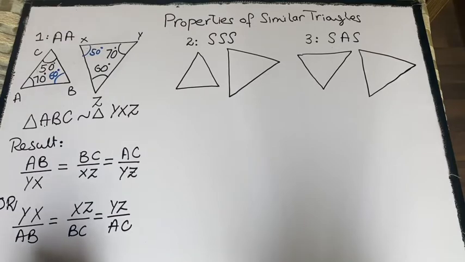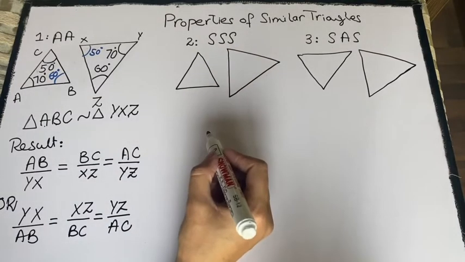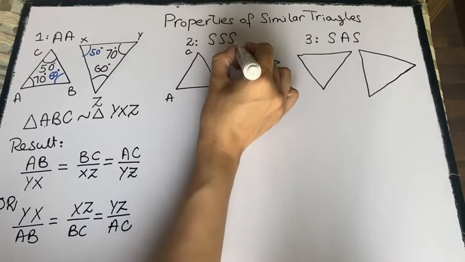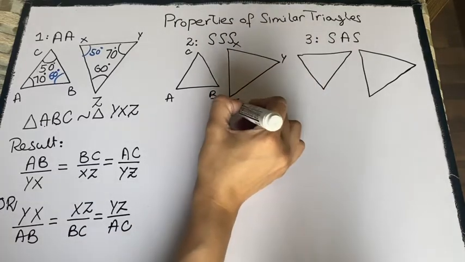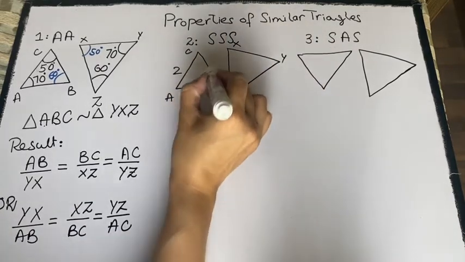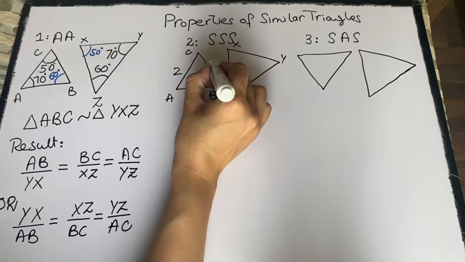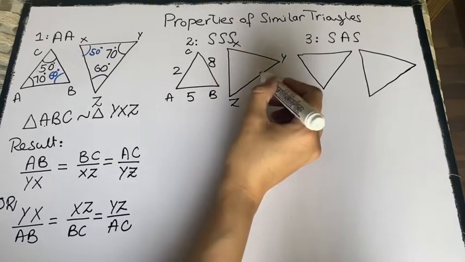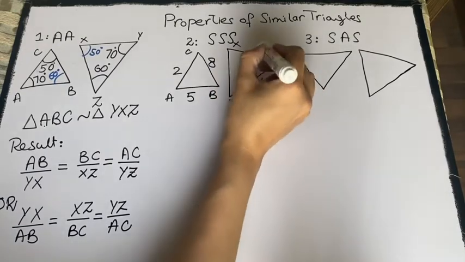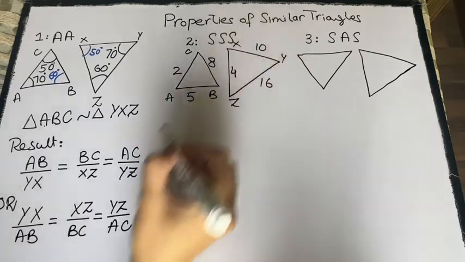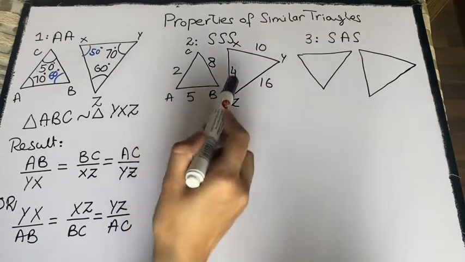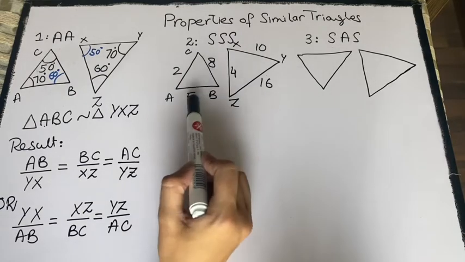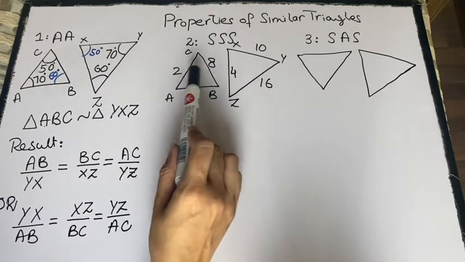Now I have the second property, which is SSS property. SSS property says that if you are given all three sides: 2, 5, 8, and the sides here are 16, 10 and 4. If you see, all three sides are given but sides are not equal, but you have to figure out where the corresponding sides are.